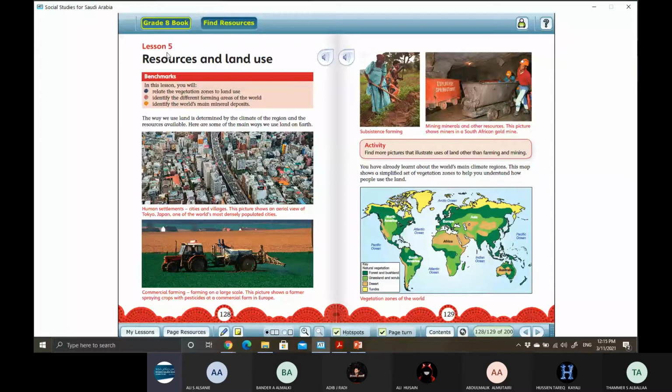And in front of us, we have some photos about the city of Tokyo in Japan, and how crowded the city is. On the other hand, we have a commercial farming process, a subsistence farming, and also mining for minerals. So all of these photos are trying to give us an idea or a hidden message about our world and how people live in that world.